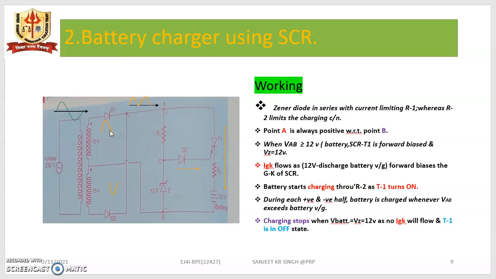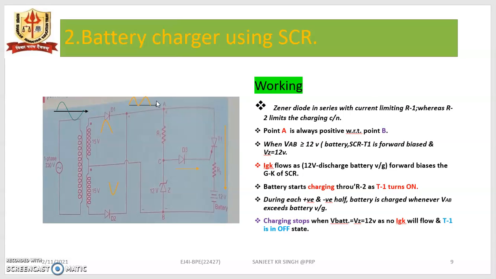The upper one, D1, is conducting for the positive half cycle of the supply, and the lower one, D2, is conducting for the negative half cycle. So we get a rectified output for both the positive and the negative half, and point A is always positive with respect to point B.